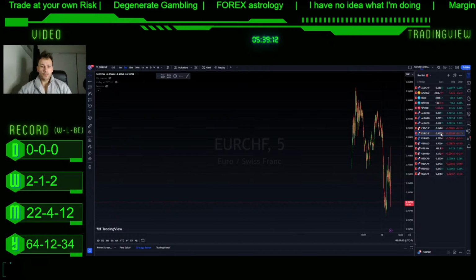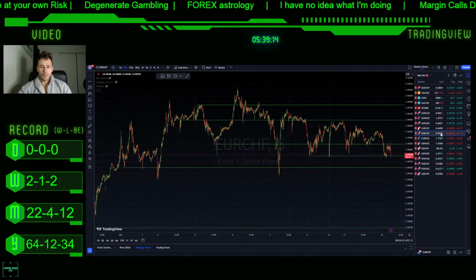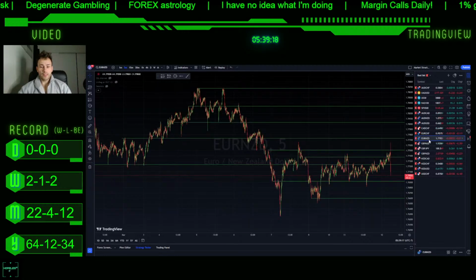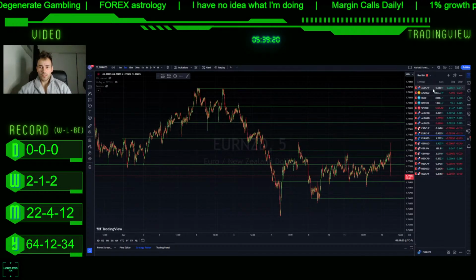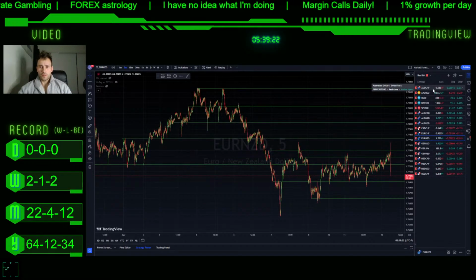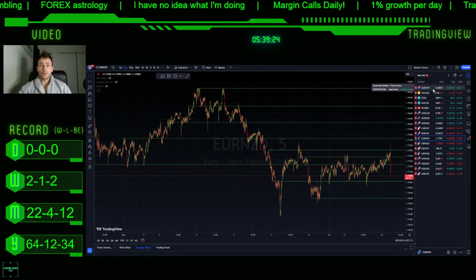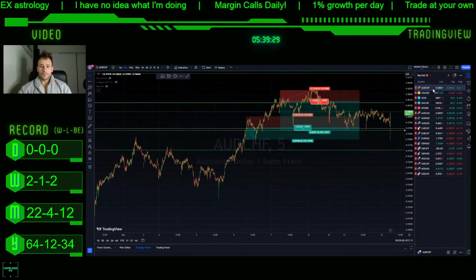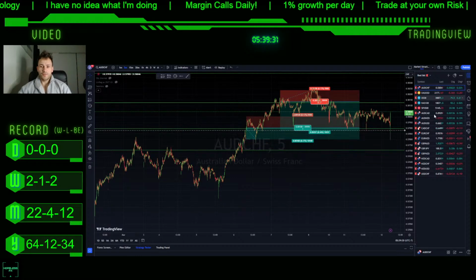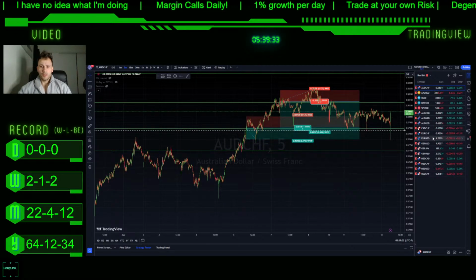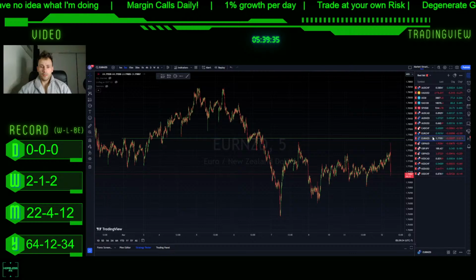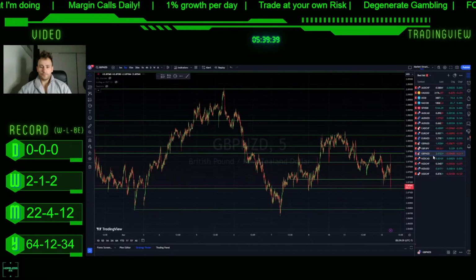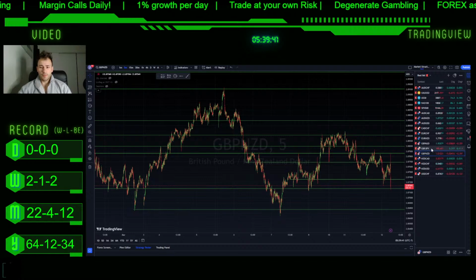See how everything else is looking. Looks like most of these CHF pairs are going down except for the one I want, which is AUDCHF. Oh no, maybe it is going down. Nope, it's going up. Unfortunately. I think I said GBPNZD.